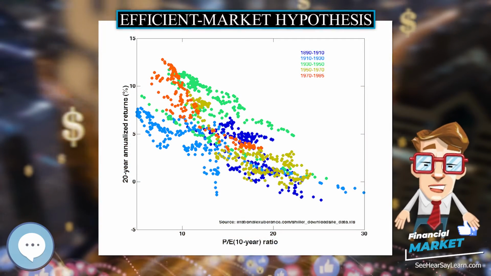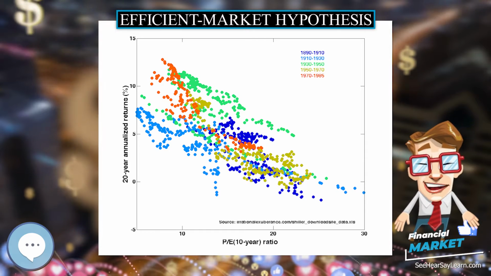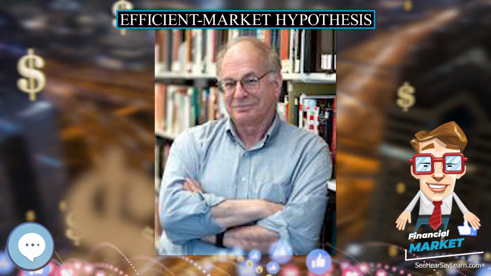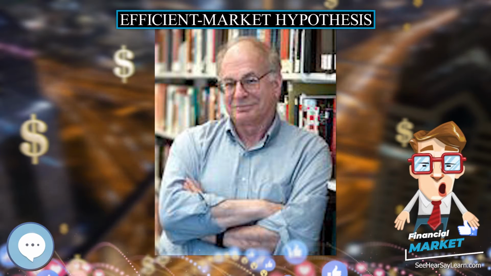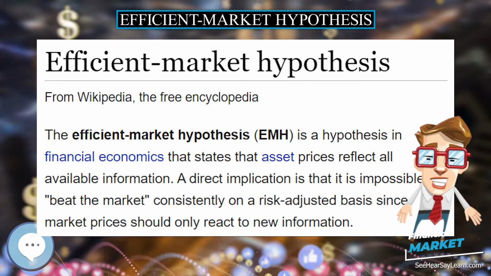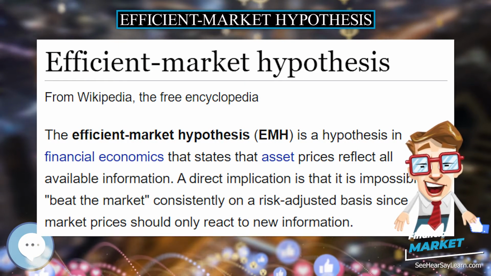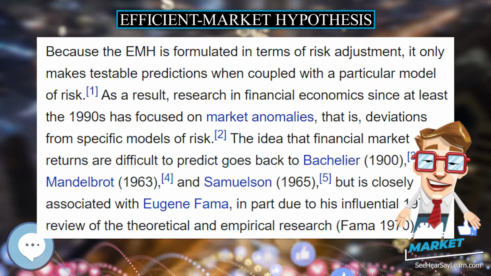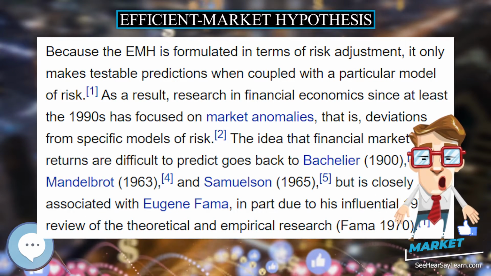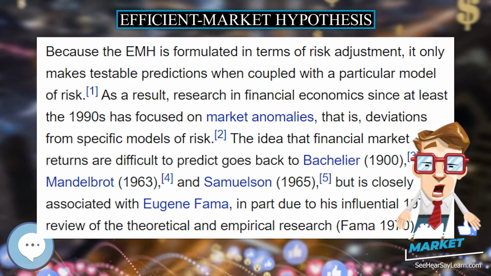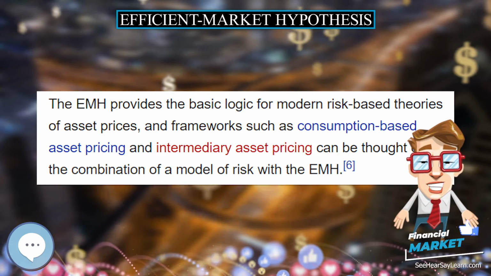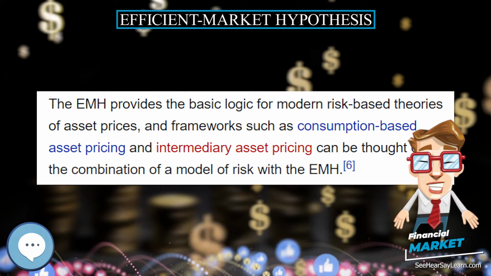Efficient market hypothesis. The efficient market hypothesis, EMH, is a hypothesis in financial economics that states that asset prices reflect all available information. A direct implication is that it is impossible to beat the market consistently on a risk-adjusted basis, since market prices should only react to new information.